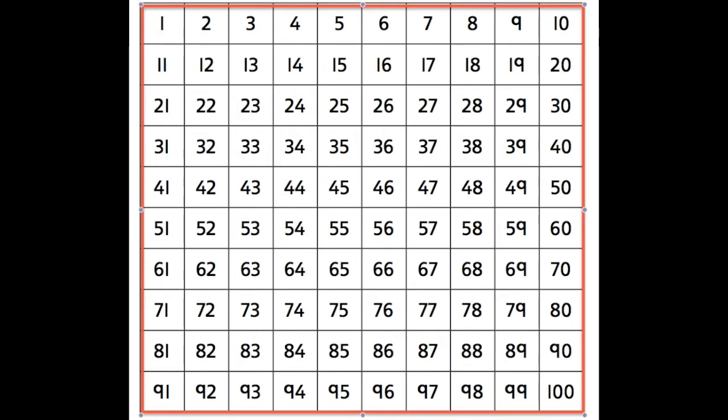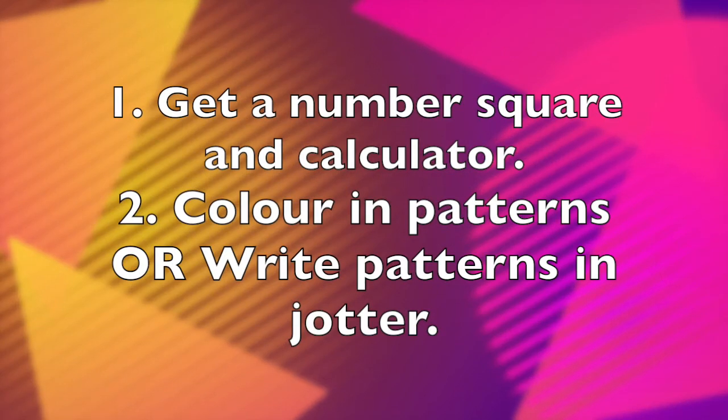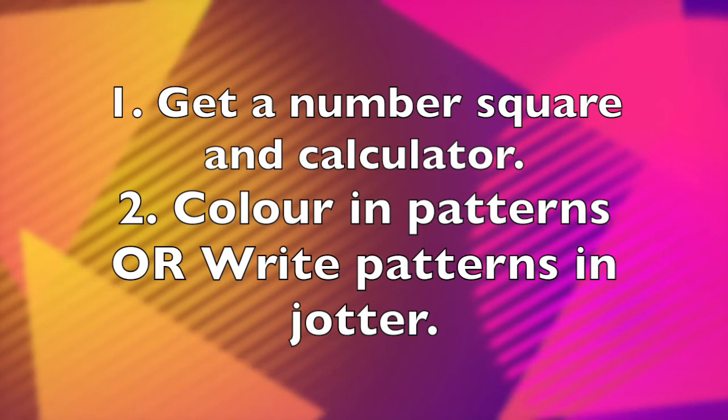You can do one of the suggestions or all of the suggestions. Of course, the more you do, the better your investigation will be, but it is up to you. Now, if you have a printer, you can print off a new number square or use one of the ones that we have provided for you in your home pack. You can write your answers in your jotter or use your colouring in pencils to highlight different patterns that you find on your number square. Please do this task before watching the rest of the video because I am going to give you the answers.